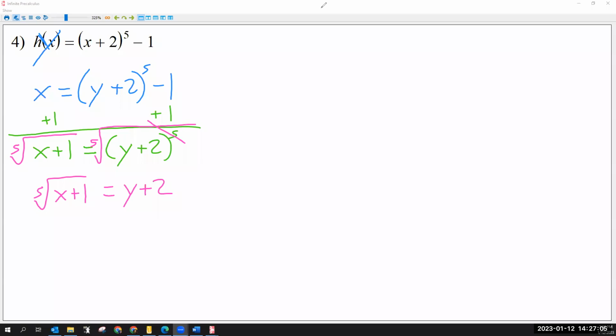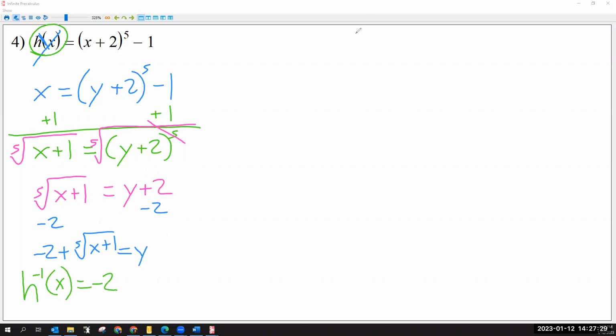Okay, almost got y by itself, just got to subtract 2 from both sides. And so I get y equals -2 plus the 5th root of x plus 1. And then rewrite it. So again, we started off with h of x. So h -1 of x equals -2 plus the 5th root x plus 1.